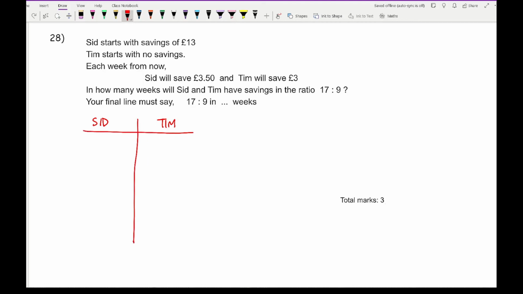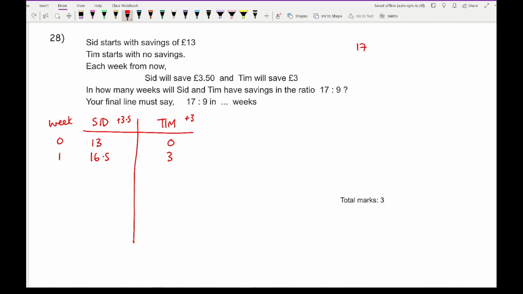Now in week 0, Sid has £13 and Tim has 0. So in week 1, Sid is going to have an increase of £3.50 and Tim is going to have an increase of 3. So from this, I've got 16.5 and I've got 3. Now neither of those two numbers are in the 17 and the 9 times table. So again, if you're not sure about what numbers are in the 17 times table, we can use our calculator to work that out.